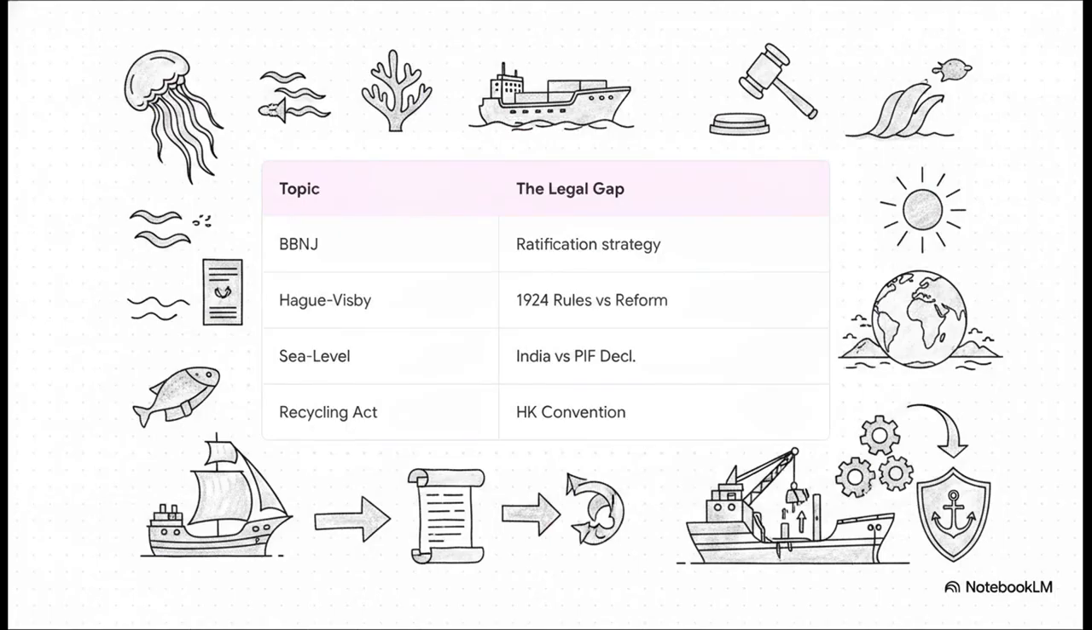So what do these topics look like in the real world? Let's look at 4 genuine live gaps. First, the BBNJ agreement. This treaty enters into force in January 2026. Assessing India's ratification strategy right now, since they signed it, that is as fresh as a topic gets. Or take the Hague-Visby ratification. Investigating why India still runs on the incredibly outdated 1924 Hague rules, that's a perfect reform gap.